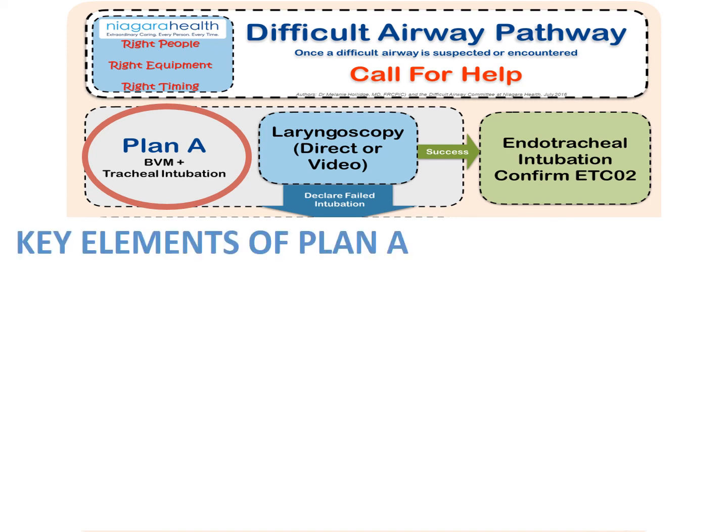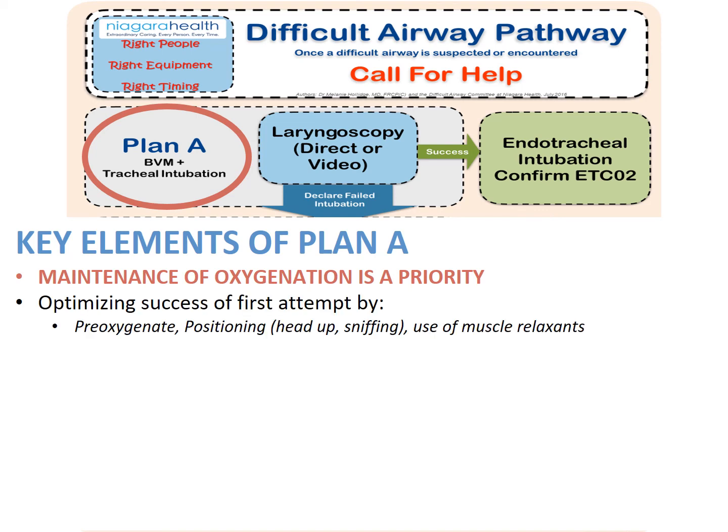We have key elements of Plan A that must be followed. The first and foremost priority is you must maintain oxygenation of the patient. And how do we do that? We want to optimize our first attempt. And how do we do that? Well, we pre-oxygenate our patient, we position them appropriately in a head-up sniffing position, and we use muscle relaxants on the first attempt unless there is a direct contraindication to doing that, or your airway assessment tells you you're not going to do that.